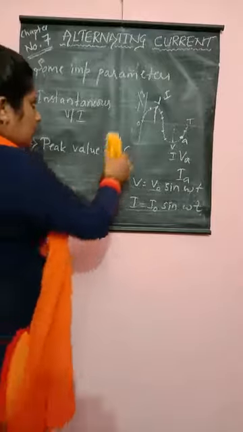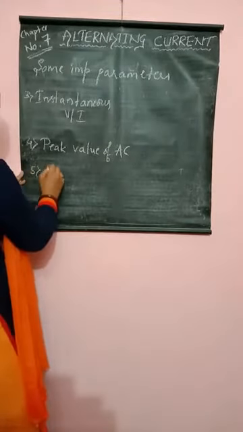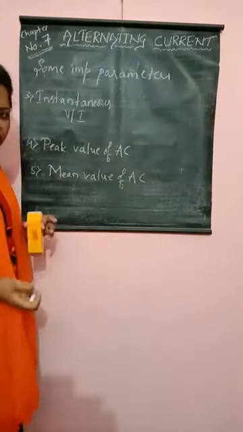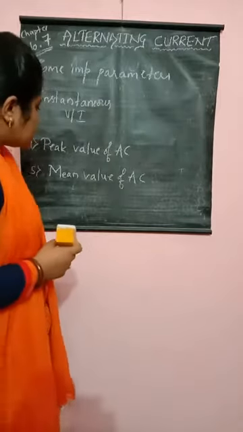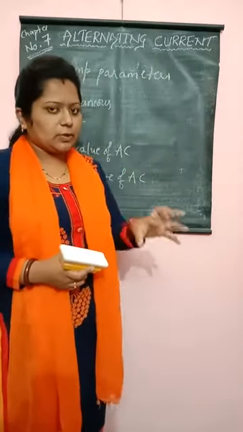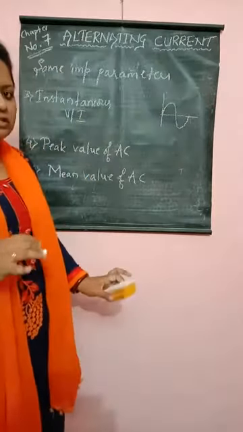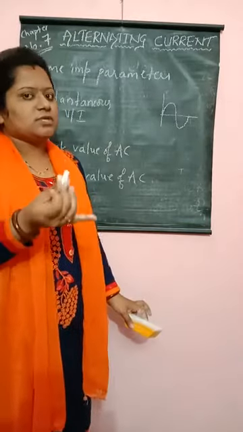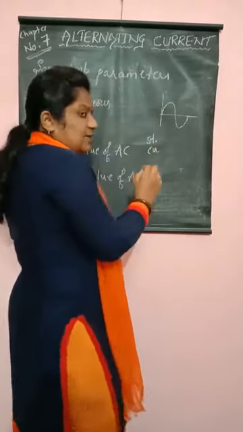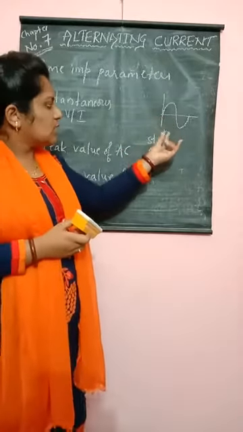Next, two important definitions, a little bit tough to understand. Mean value of AC, or also you can say average value of AC, or amplitude of AC. To understand the mean value, I am considering two currents: one alternating current and another a steady current. Consider the same diagram. In any one circuit, a steady current is producing some charges in a given interval of time t.